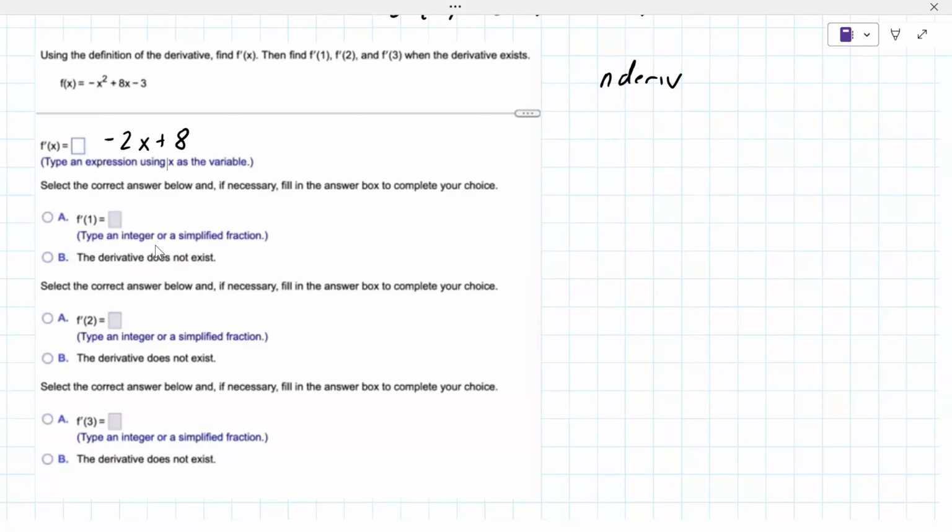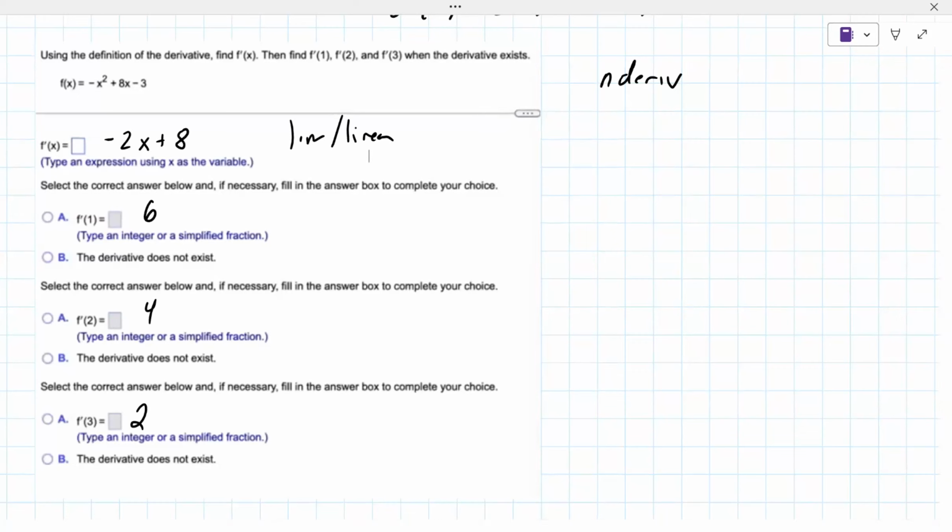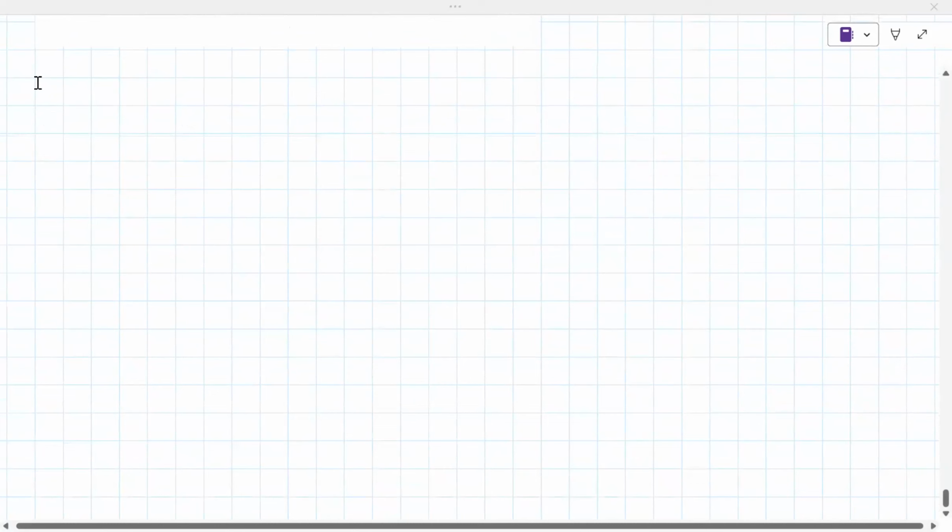Okay, so for 1, I got 6. And then for 2, I got 4. And for 3, I got 2. Very good. The reason there's a pattern is because this is a line, or linear, like you mentioned earlier. You shouldn't be surprised by that. Okay. All right, so next one here.